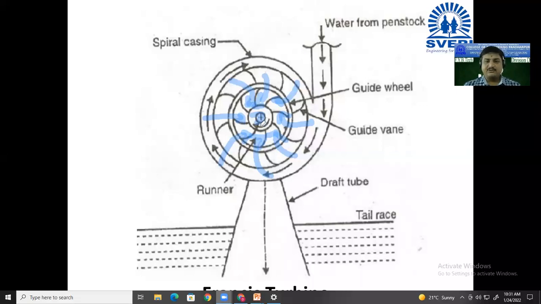Then the water, after providing the motion to the runner, is taken outside to the draft tube, and that water is allowed to move towards the tail race, and from the tail race that water is transported to the next destination.